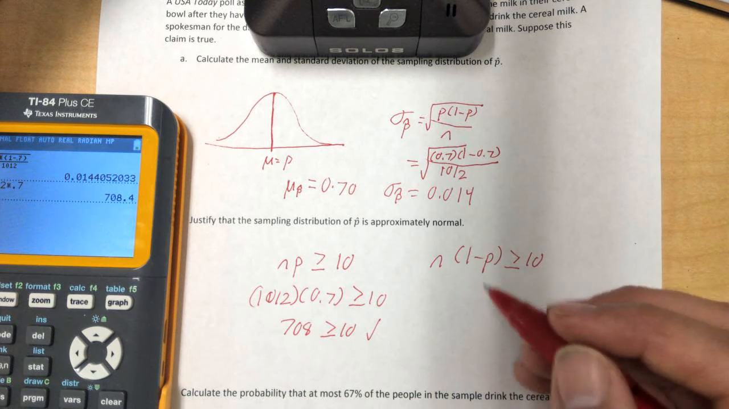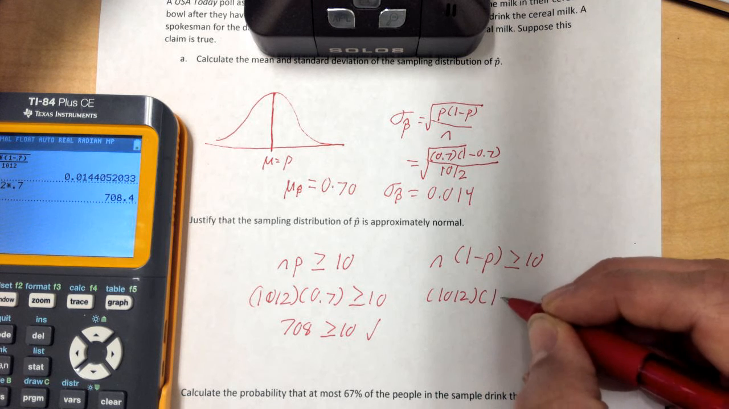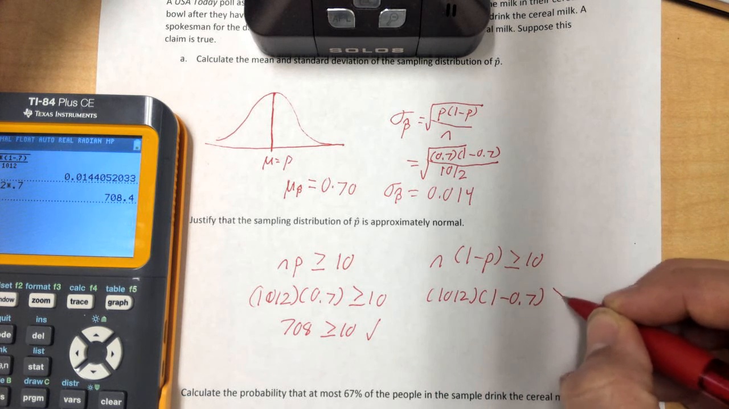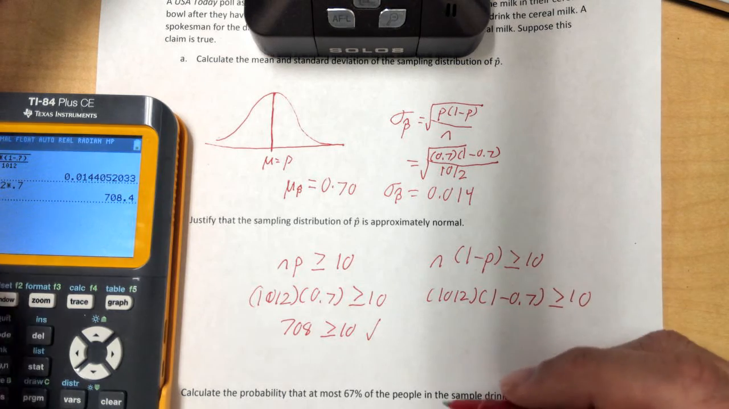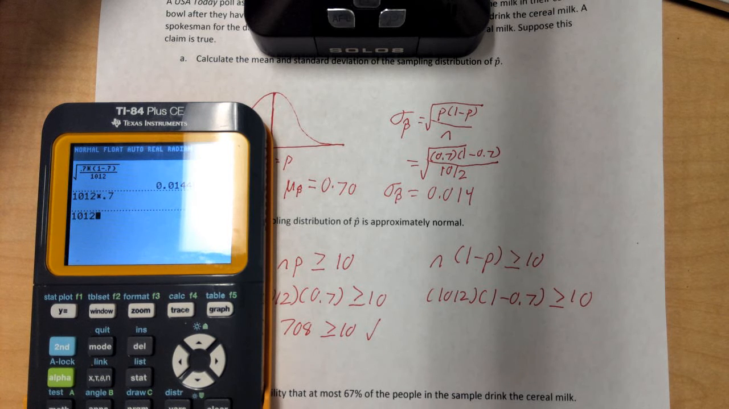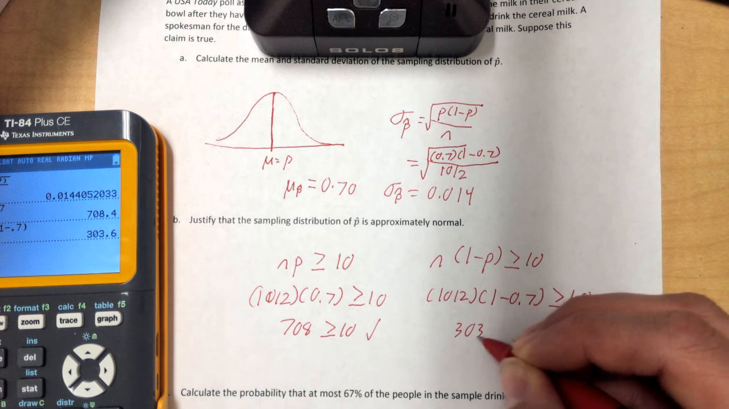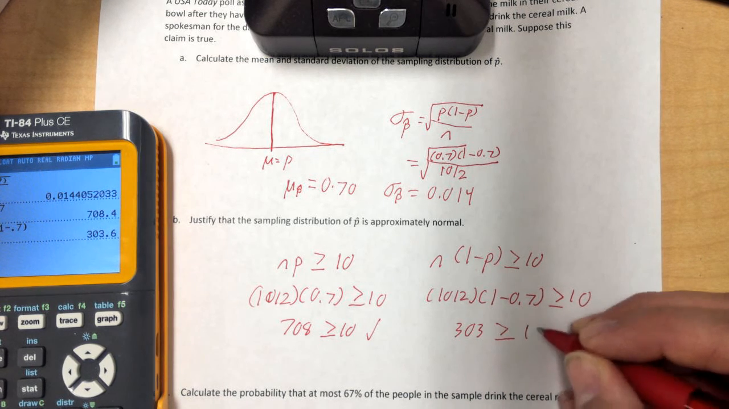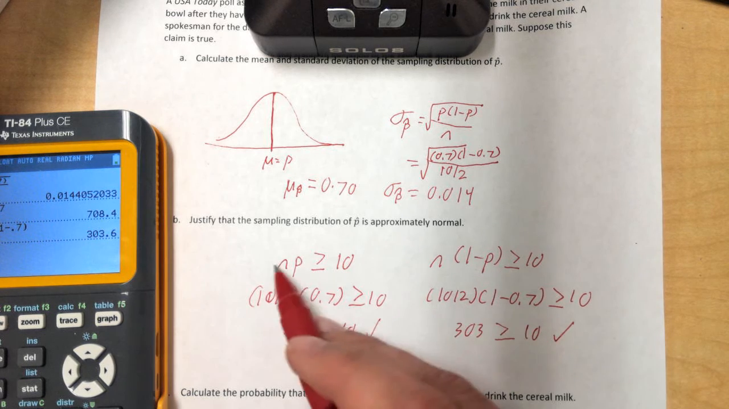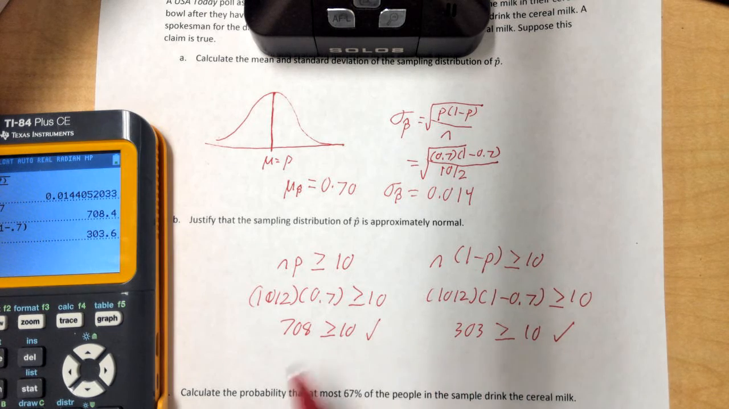Now let's check this other side. N is still 1,012, and we do 1 minus 0.7. We need that to be greater than or equal to 10. Going into our calculator, 1,012 times, open parentheses, 1 minus 0.7, gives us 303. So 303 is greater than or equal to 10, so we're good there. So it is approximately normal because both of these conditions are satisfied.